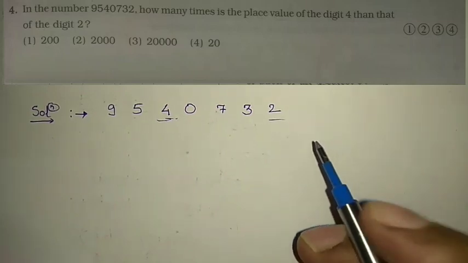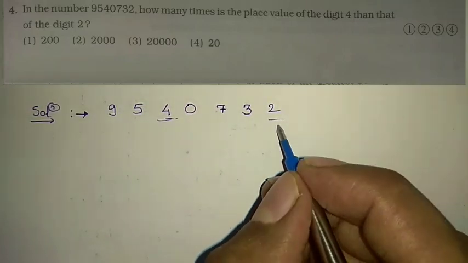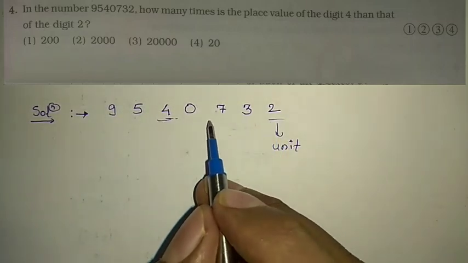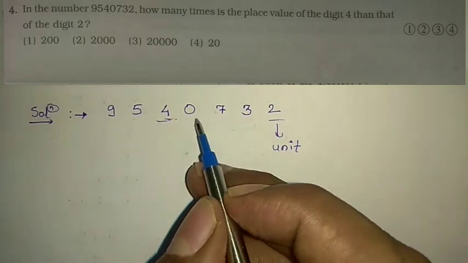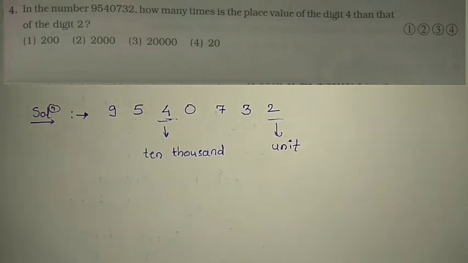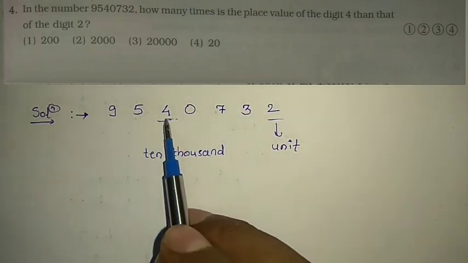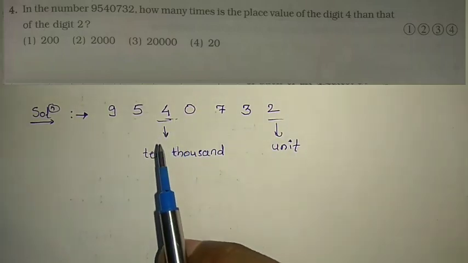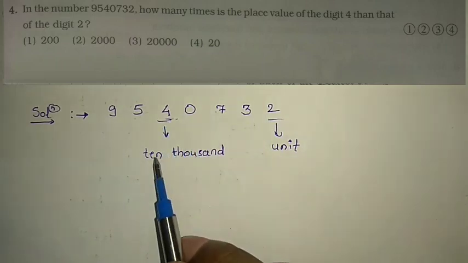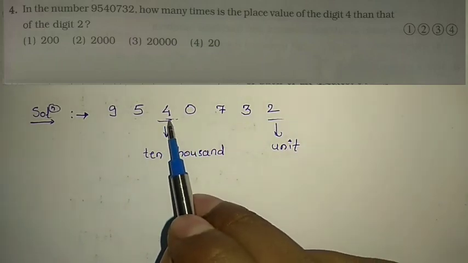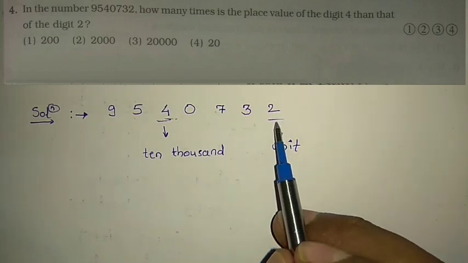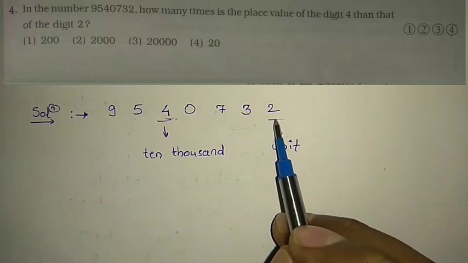The place value of 2 is at the unit place. 2 is at the unit place, and 4 is at, counting unit, 10, 100, 1000, 10,000, the 10,000 place. So we have to find how many times the value of 4 is to that of 2. Means by which number we will have to multiply 2 in order to get this 4. 4 is at the 10,000 place, so it is 40,000, and this is only 2.